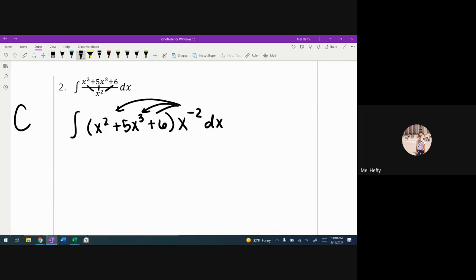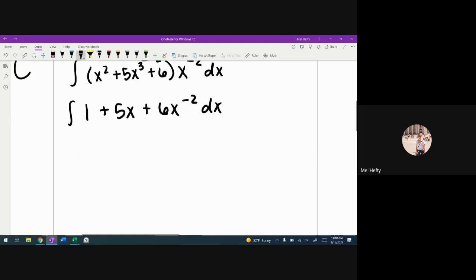And then I would need to distribute. Again, I don't have a product rule, so I have to make sure it's just a number times x to some power. x squared times x to the -2, or you can think of that as x squared divided by x squared, is just 1. And then that would be plus 5x, and then plus 6x to the -2. Notice my integral symbol and my dx are staying because I haven't actually integrated yet.